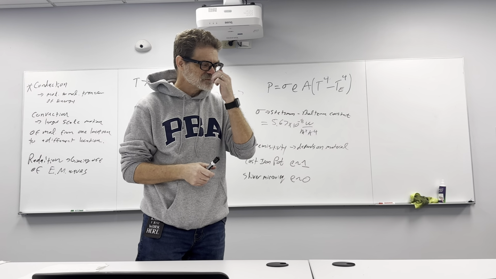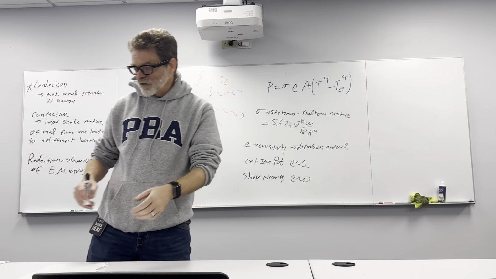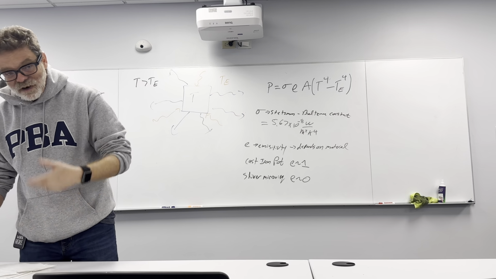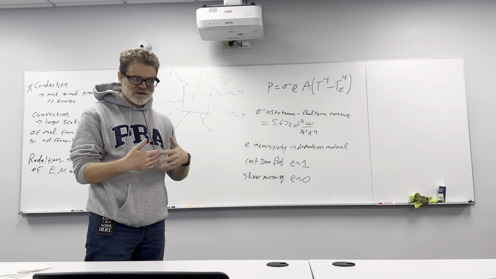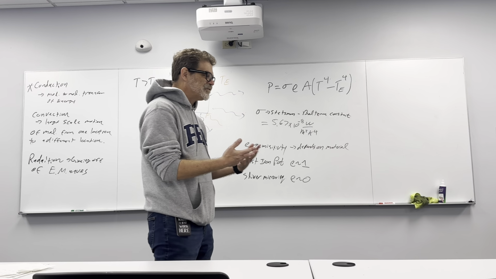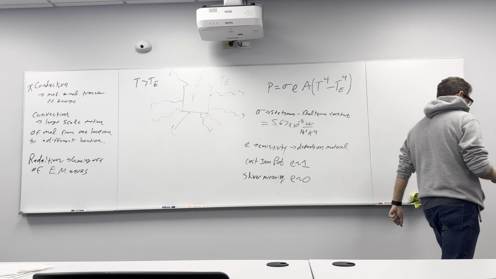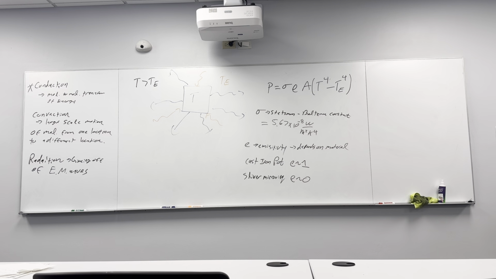Okay. Now most objects that are warm, I'm talking body temperature, room temperature, are giving off radiation in the infrared spectrum. And so I brought an infrared camera so we can see that. This is pretty cool.